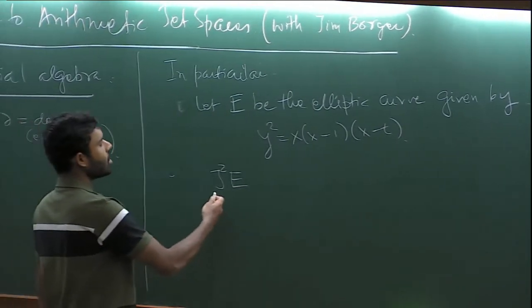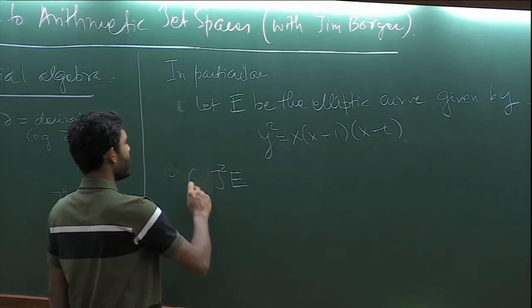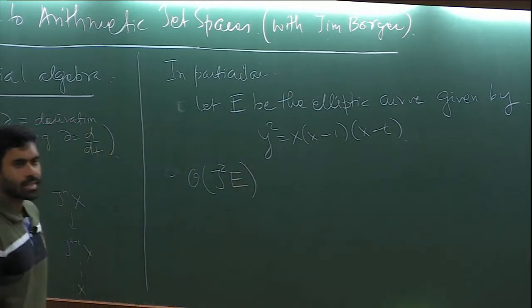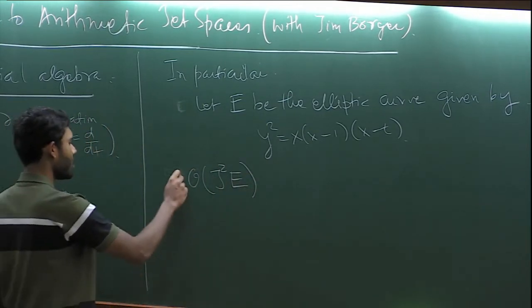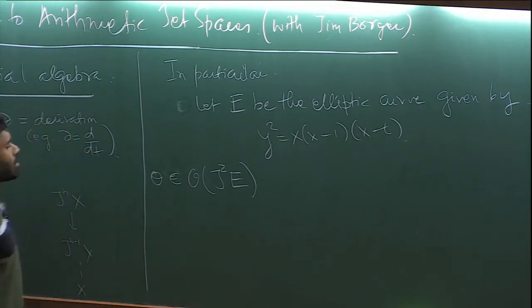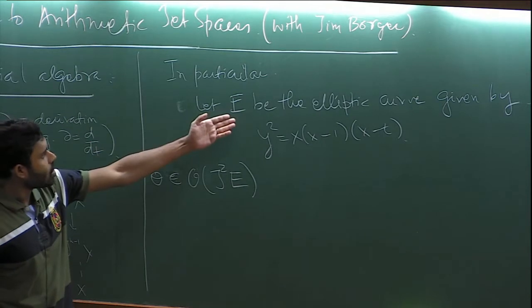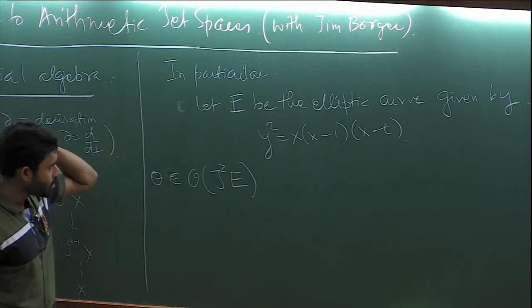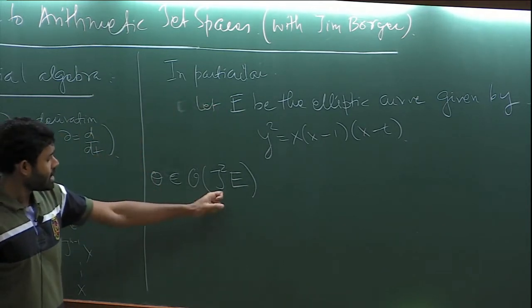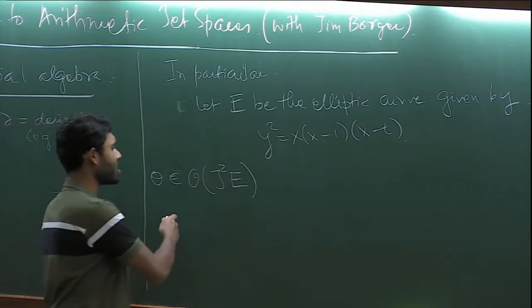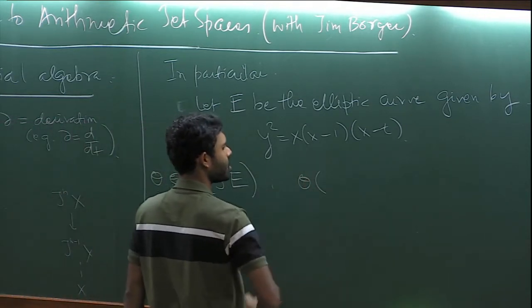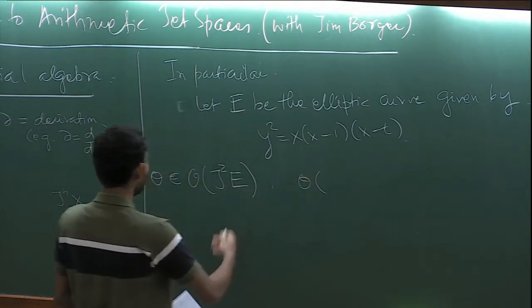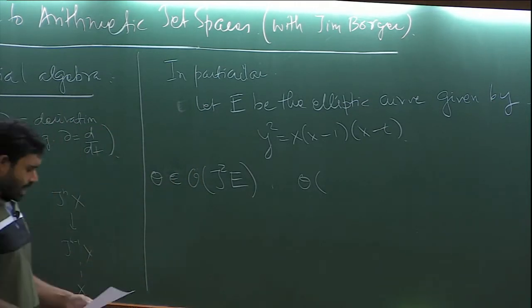If you look at the global sections of J2 of E, there is a non-trivial element, which is now known as the Manin map. This is theta. Obviously we know that O of E is just constants, but if you look at J2 of E, then there is a special element, and in coordinates it would look like this.